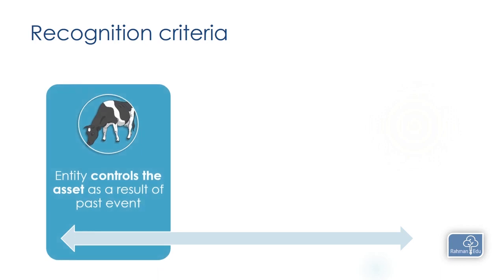Well, how to recognize a biological asset? We have three conditions and all of those three conditions must be fulfilled before you can recognize a biological asset. Number one condition, the entity controls the asset as a result of a past event. Say, you have purchased a cow and so you can now control the cow. The cow has given birth to a baby calf. You control the cow, which means you now control the baby calf. So condition 1 is fulfilled.